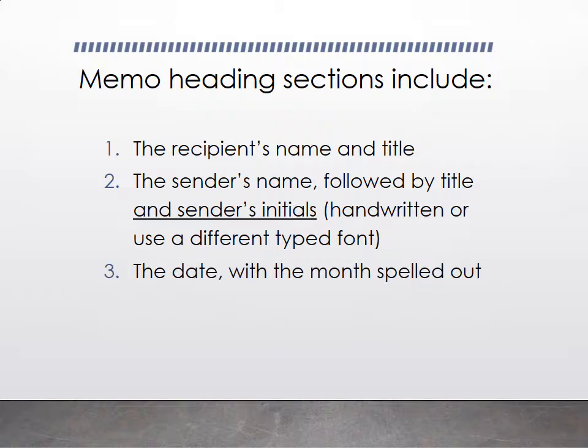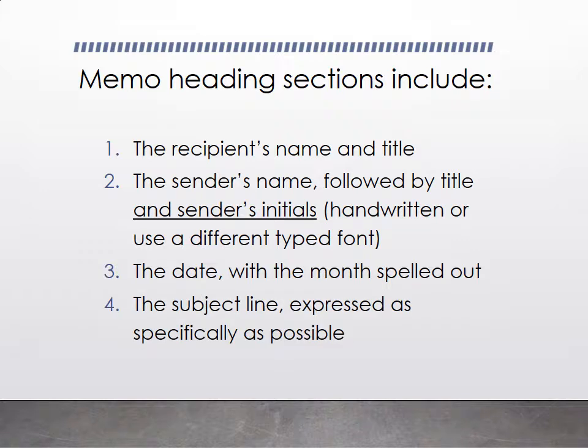The third line is the date line, and the month does need to be spelled out, so don't purely use numerals. It's okay if you do that US style with the month followed by the date, or international style where the date precedes the month. Either way is perfectly okay. And then you need a subject line, and that information should be expressed as specifically as possible to help the reader understand how your memo should be acted upon.